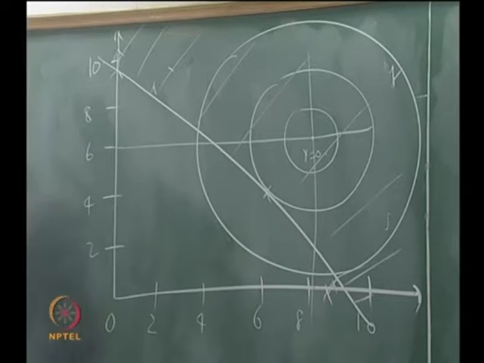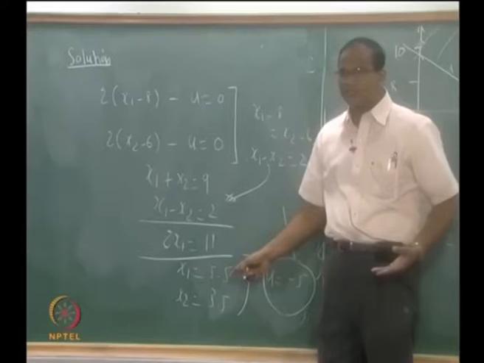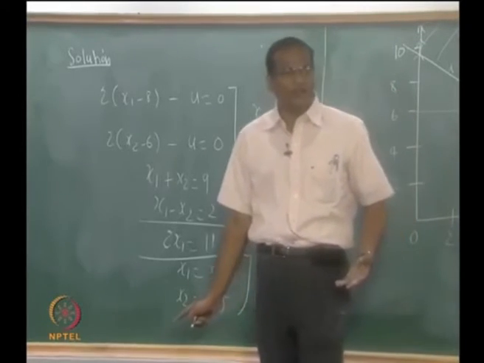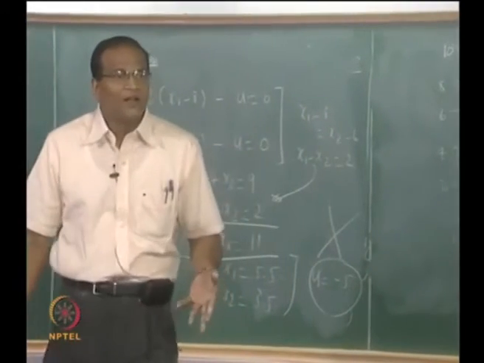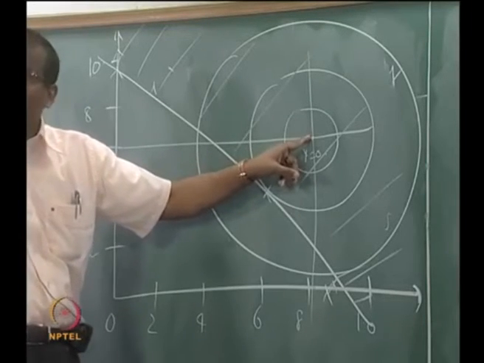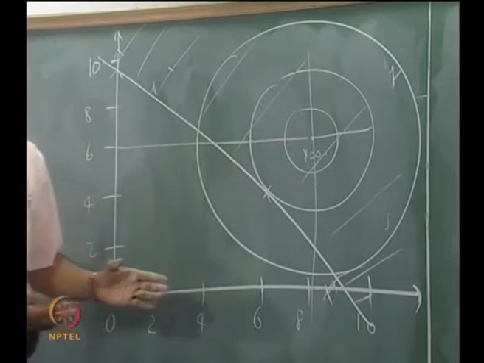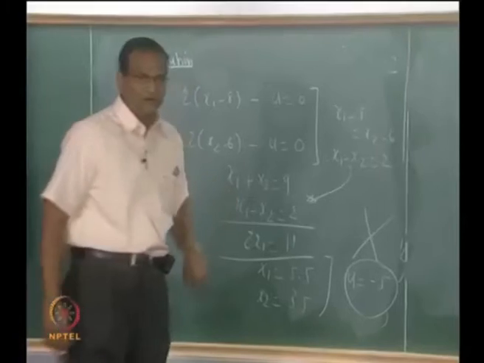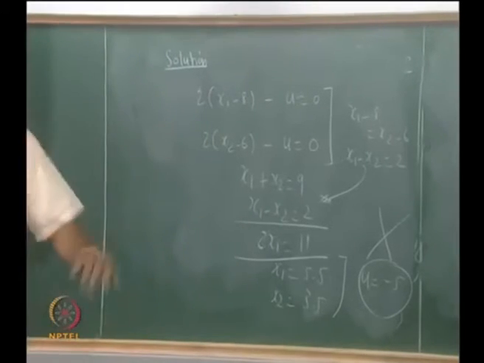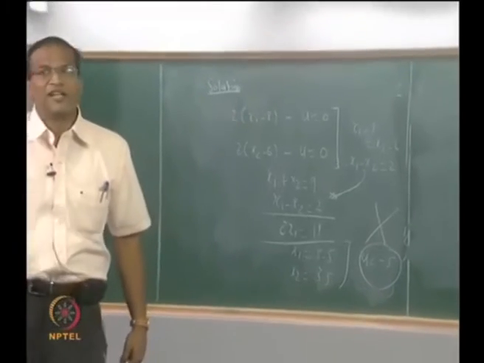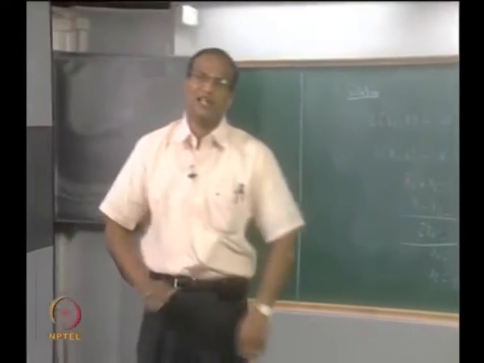How much is the value of y for this? 6.25 plus 6.25, 12.5. I have a solution for which y equal to 0, which does not violate x1 plus x2 greater than 9. So it's absolutely wrong. The KTC has helped me identify that by putting x1 plus x2 equal to 9 as an active constraint, I made a major mistake.